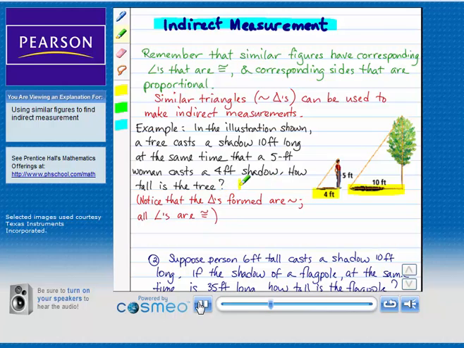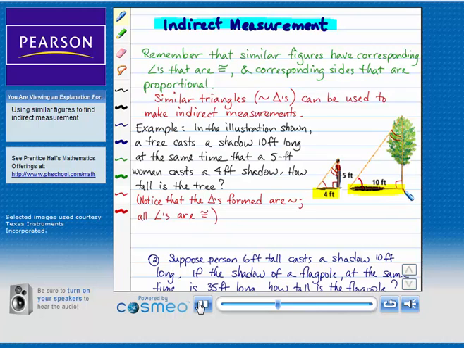Well, notice that the two triangles that are drawn are similar triangles. We'll assume that the woman is standing perpendicular to the ground, and we'll assume that the tree is growing perpendicular to the ground. The sun above is shining down at the same angle to the horizontal. If two angles of one triangle are congruent to two angles of a second, then the third pair of angles must also be congruent. So those two triangles have to be similar, and that means that their corresponding sides must be proportional.